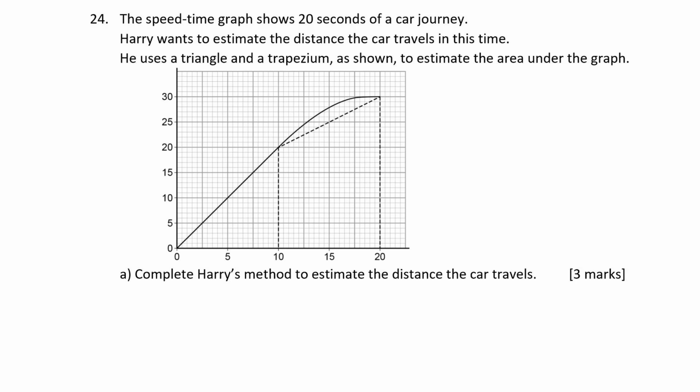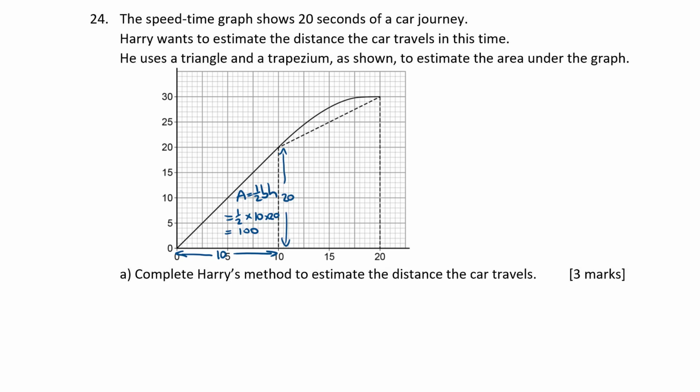So basically we're going to find the area of these two shapes and use it as an approximation of the total area or the total distance travelled. Okay, so how do I find the area of a triangle? Area of a triangle is a half base times height. So my base here is this distance, which is 10, and my height is this distance, which is 20. So my area is going to be a half times 10 times 20. Well, half of 20 is 10, and 10 times 10 is 100. So that's 100 meters. Okay, so that's the triangle.